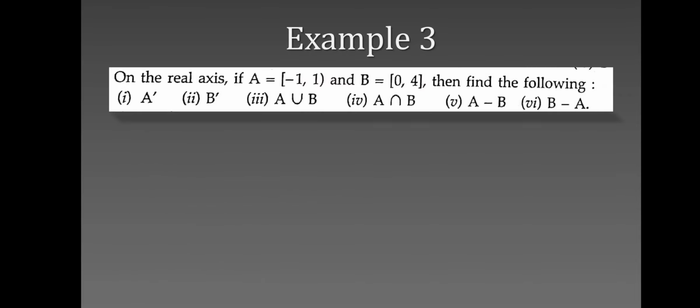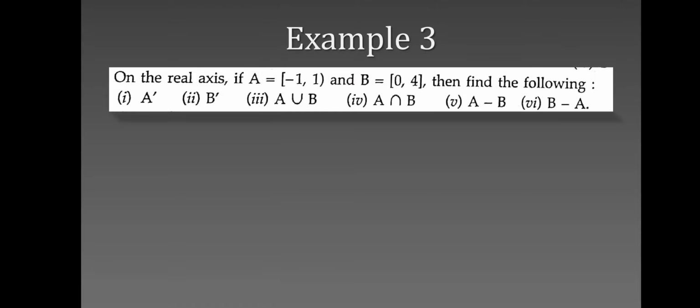Next, on the real axis, if A is the semi-closed, semi-open interval [-1, 1) and B is the closed interval [0, 4], then find the following. Now obviously this is something you have done previously, but you never used the interval notation. You have used the less than, greater than notation but not the interval notation. So if you want, you can always just convert these numbers into interval notation and you can do it.